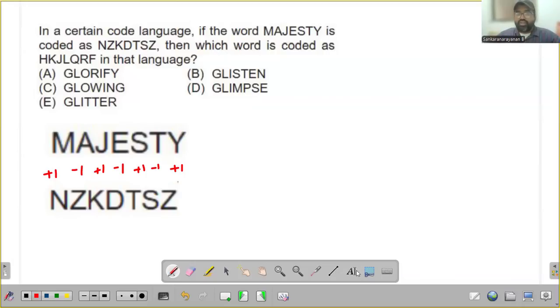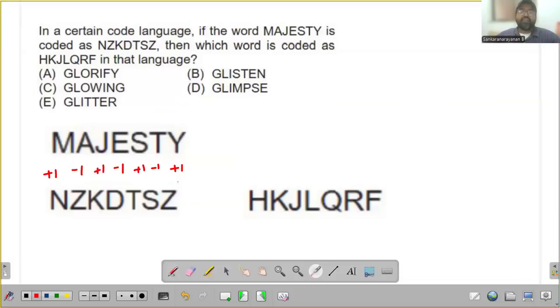Now, the question that is asked is, which word is coded as HKJLQRF? Please note, this is the code that they have given you, and you are asked to find which word got coded in that language. For that, you have to go in the reverse logic here.